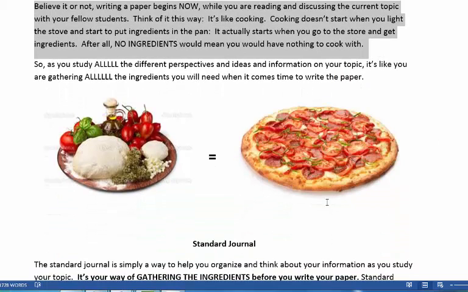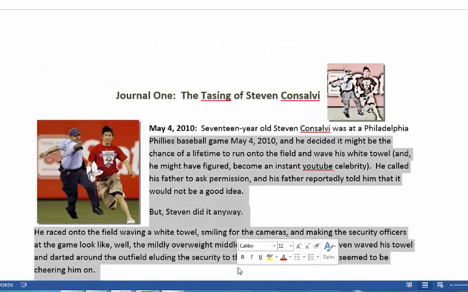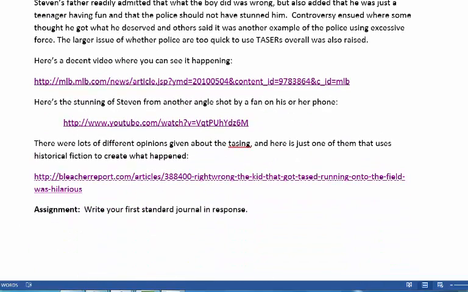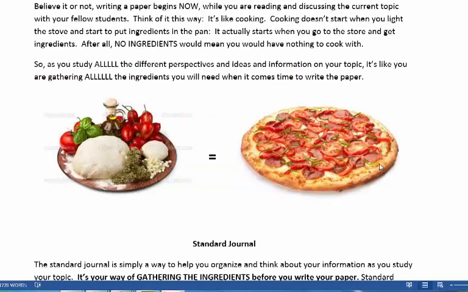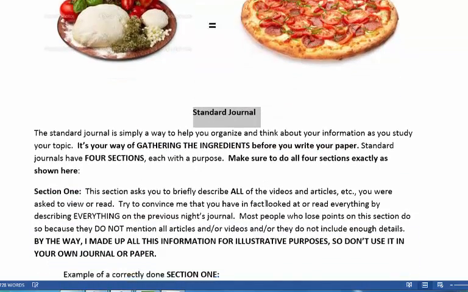All right, just like this picture here. Cooking doesn't start with the pizza. It actually starts with gathering the ingredients for the pizza. So creating a journal starts with reading the background information, watching the videos, reading the articles. That's gathering the ingredients, not for a pizza, but for a paper. So the standard journals are actually really important. They're the chance you have to get everything you need so that when the paper writing time comes, you've got everything set. So what is a standard journal?